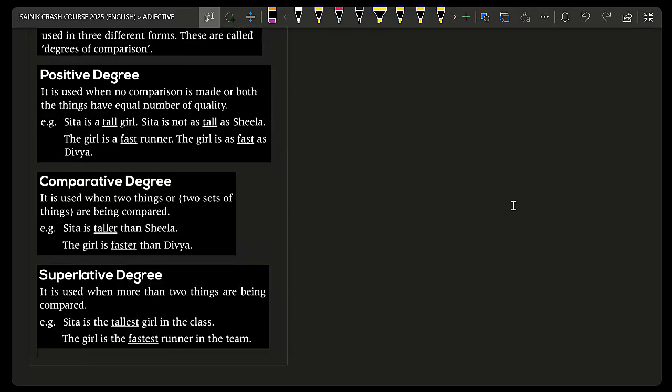It is used when more than two things are being compared. Sita is the tallest girl in the class. In the class, more than two members are there, so we use tallest: tall, taller, tallest. So tallest is the superlative degree. The girl is the fastest runner in the team. In the team, more than two members may be there, so they are using the superlative degree fastest. So this is the meaning of positive, comparative, and superlative degrees. And now we'll take some rules for forming comparative and superlative degrees from the positive degree.